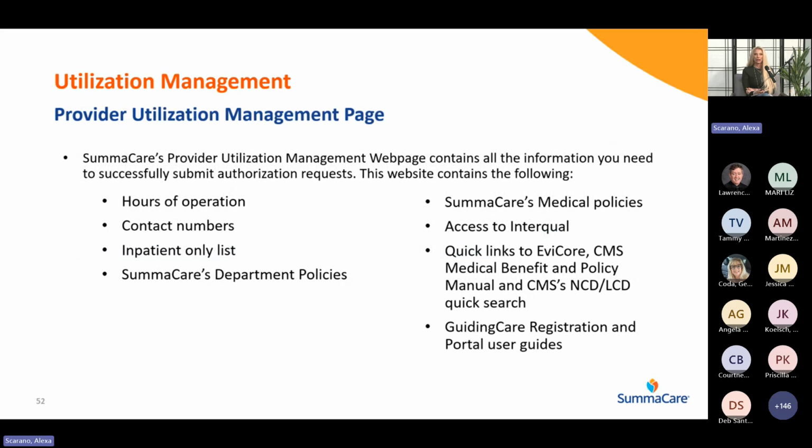On our utilization management page, we do have, like I said, hours of operation. We have contact numbers. We also have several resource links so that you have all the information you need in order to submit a prior auth and or look at criteria for whatever request you are looking for. So for example, on our website, we do have our SummaCare department policies for utilization management. We also have our medical policies listed there.